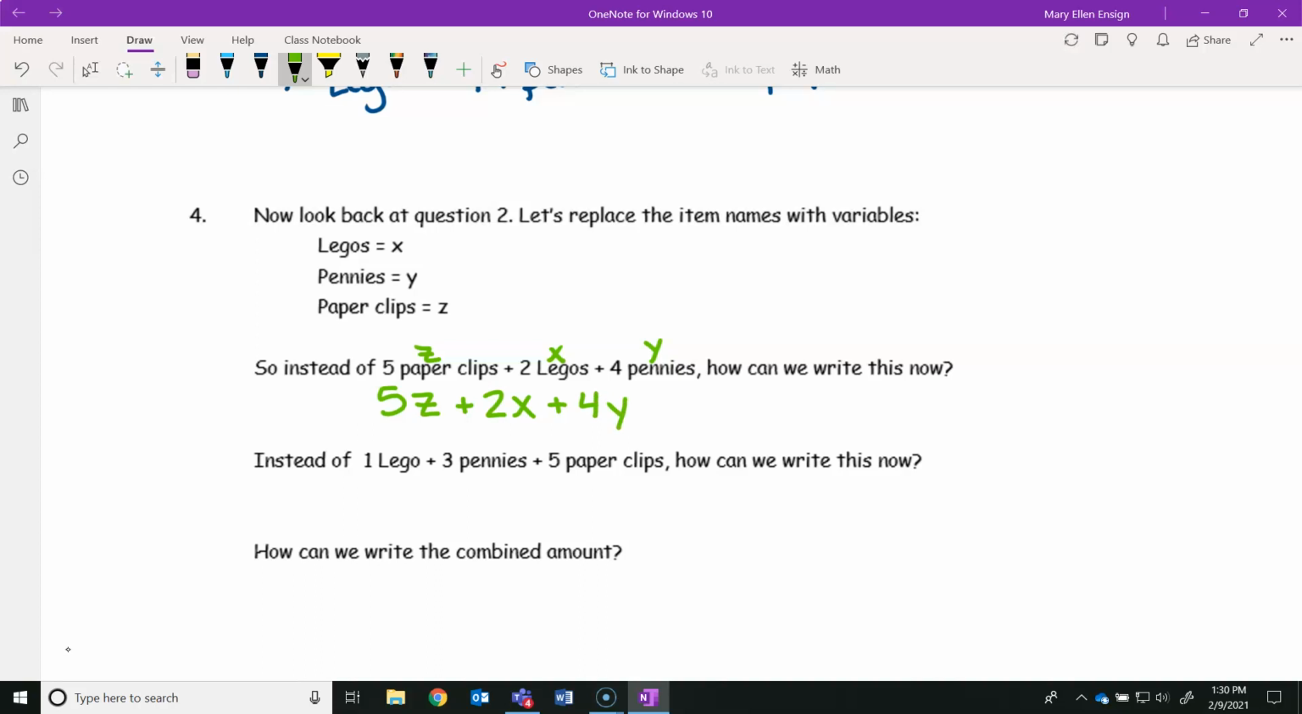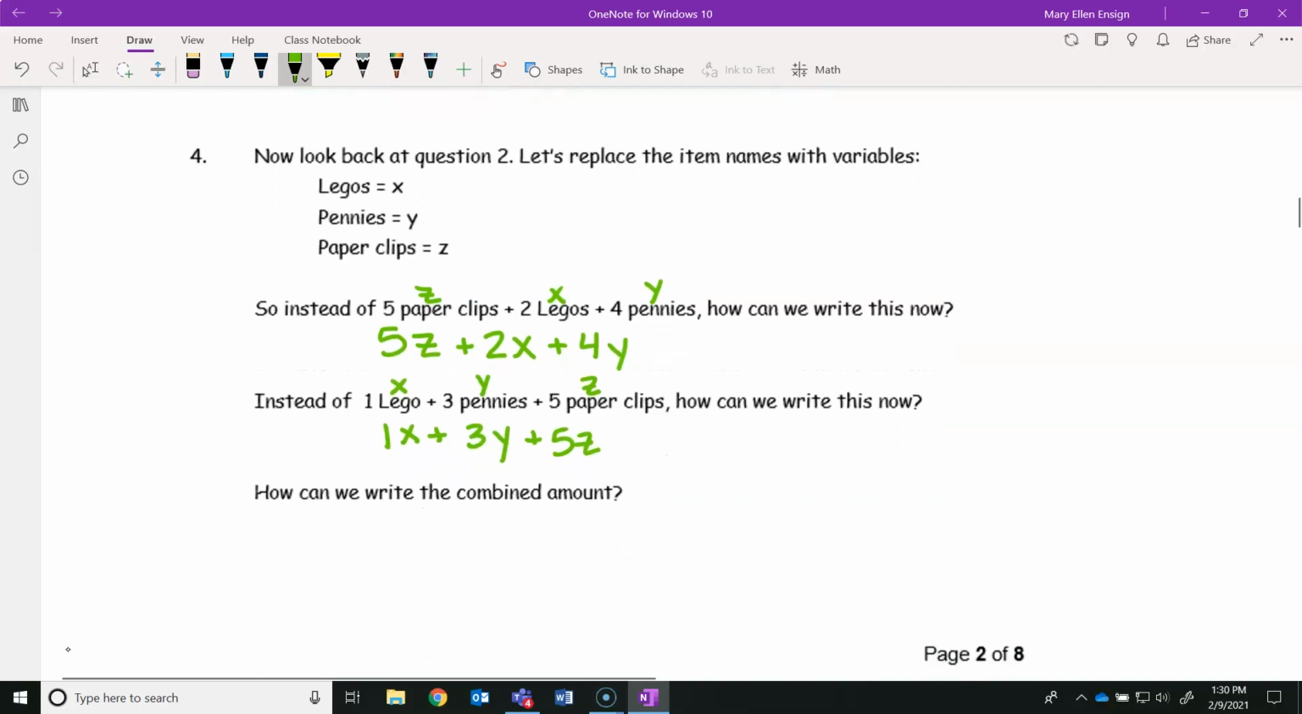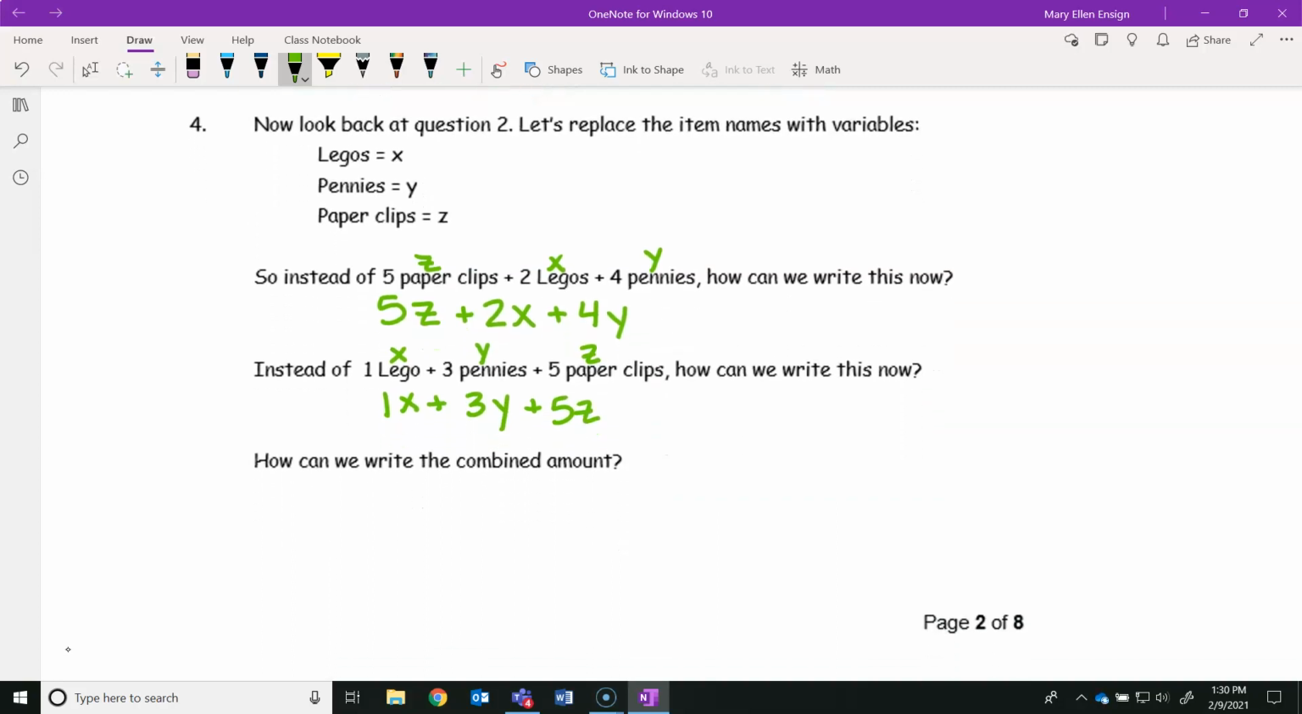And then let's go ahead and do the same thing for the second group. We had 1 Lego. Legos are becoming X. So 1X plus pennies are Y, 3Y plus 5Z. Okay, how can we write the combined amount? Now think back to when we had piles of items. I couldn't say, oh, I have 3 pennies and 5 paper clips, that's 8 things. Nope, I need to keep them separate.